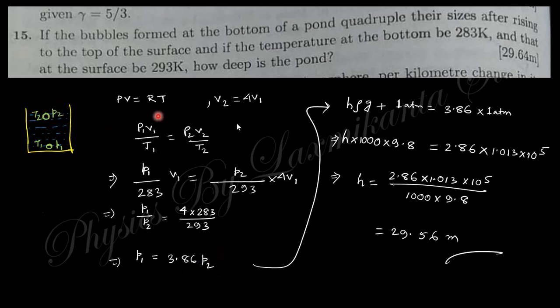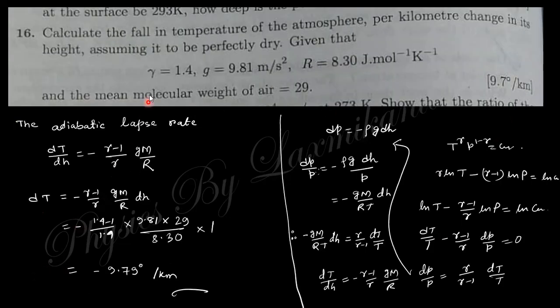P2 is the 1 atmospheric pressure. So you rearrange them. Rho is 1000 in SI unit, and g is 9.8. And if you subtract 1 from 3.86, that is 2.86, and 1 atmospheric pressure is that many Newton per meter square. So H equals this one divided by that one. We will get 29.56 meter. I think that's clear. Next one.